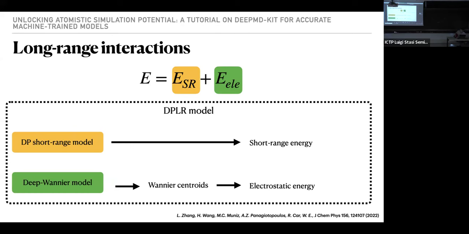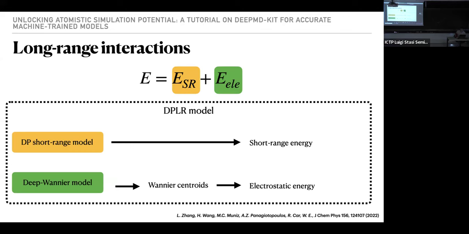With this technology, which is called DPLR, so deep long range, you are not able to describe electron transfer, and you are limited to having Wannier centroids that always belong to the same atom. So this is the main limitation. For water, okay, since the Wannier centroids always belong to the same oxygen, but as soon as you have charge transfer or stuff like this, you are not able to apply these techniques anymore. So this is the main limitation.